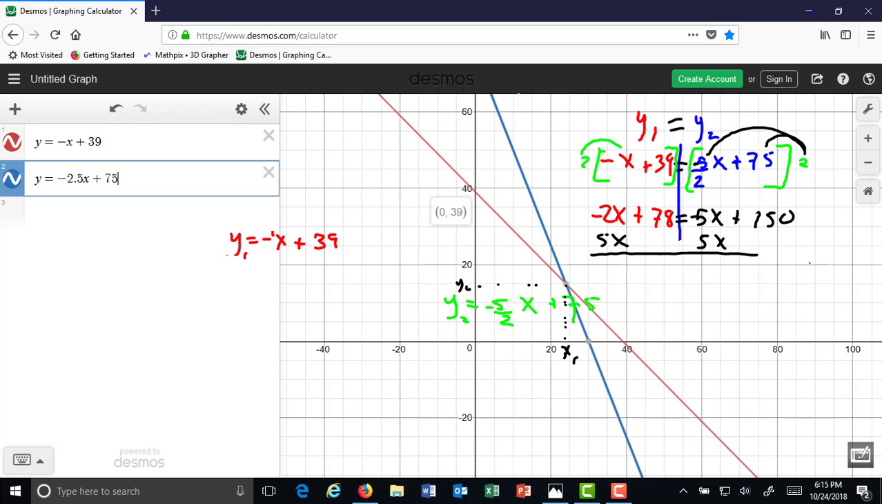I'm going to add a 5x, so what do I get left here? 3x. Right. Plus 78 equals 150. So I'm going to subtract 78, right? From both sides. So on this side, I have just 3x left, right?